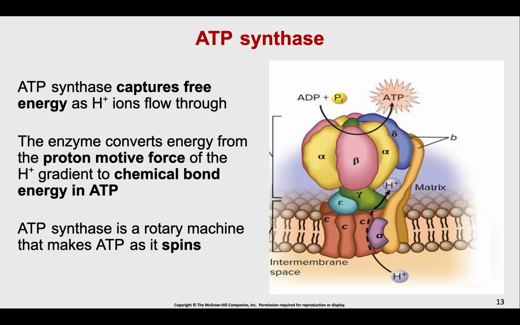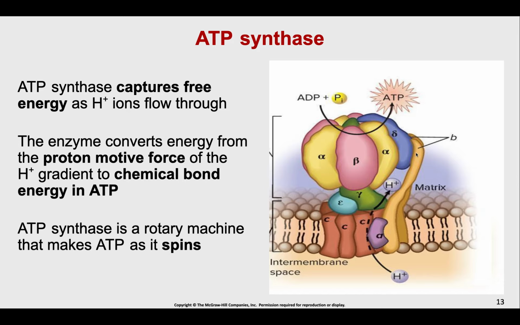Let's take a closer look at ATP synthase. We have this electrochemical gradient set up, and it's going through ATP synthase to create ATP. We're capturing the free energy as these protons are moving through. This enzyme is going to convert the energy from the proton motive force, from that electrochemical gradient that we set up, and turn that energy into chemical bond energy in the form of ATP. So we're transferring energy from free-flowing protons into energy that's now in a chemical bond in ATP.